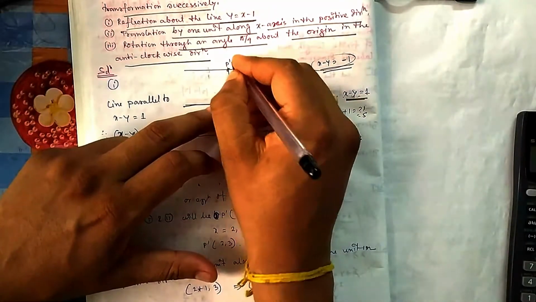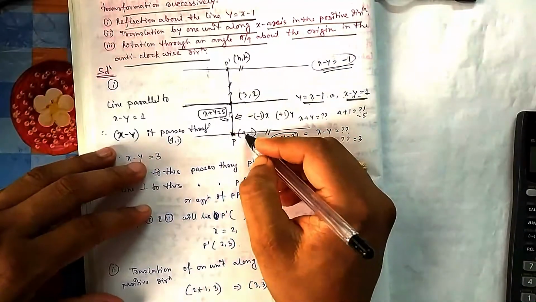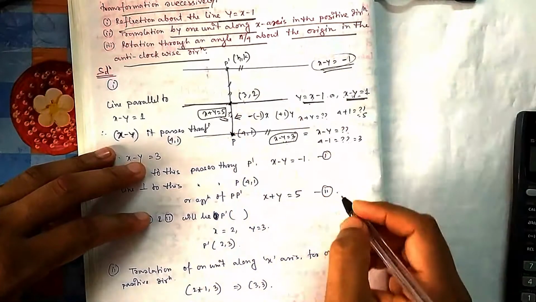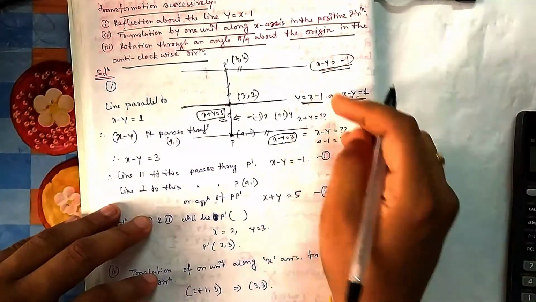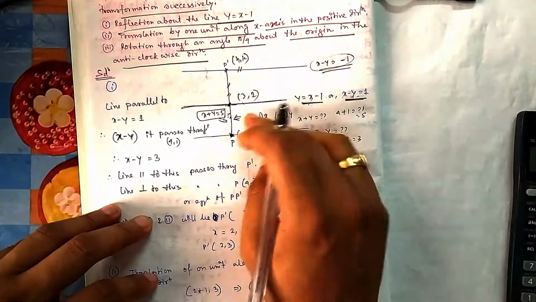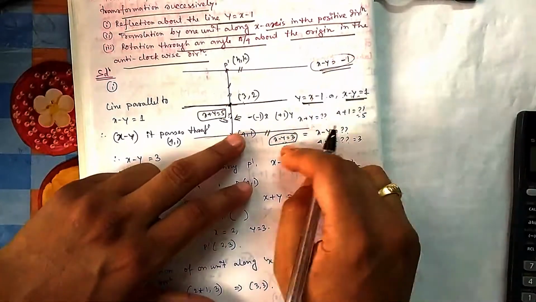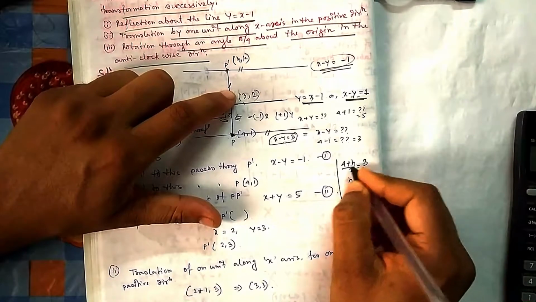So what will be this point? Suppose this is (h, k). Because this is the midpoint, image, 4 plus h by 2 equals 3. Here it is done using the method x minus y equals minus 1, but I am doing it a different way in case you are not getting it. So 4 plus h divided by 2 is 3, so h is equal to 6 minus 4, which is 2.